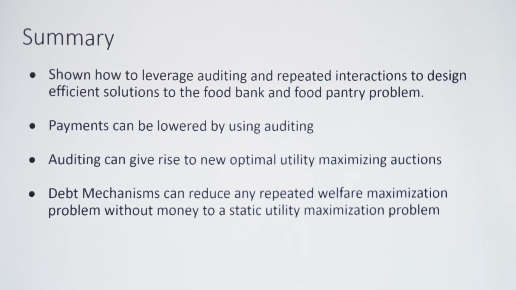So in summary, we've shown how to leverage auditing and repeated interactions to design efficient solutions to the food bank and food pantry problem. And we've done this in 2 ways. First, by showing how auditing can not only lower payments, but give rise to new optimal utility maximizing auctions. And then by showing how debt mechanisms can reduce this repeated allocation problem without money to a static utility maximization problem in which we can use auditing mechanisms. Thanks.